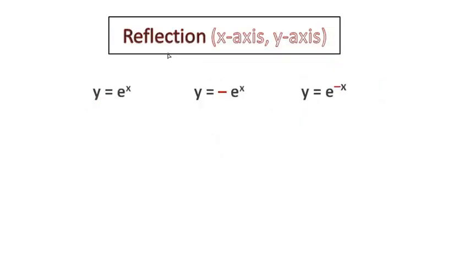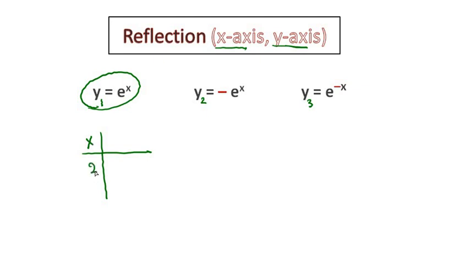Now, the reflection is the easiest type of transformations. Actually, when you multiply a function by a negative, it will be reflected either in the x-axis or in the y-axis. For example, this is the parent function, y equals e to the power of x. This is y2 and this is y3. y2 is negative e to the power of x, so y1 is multiplied by a negative. So the y values will be multiplied by negative.